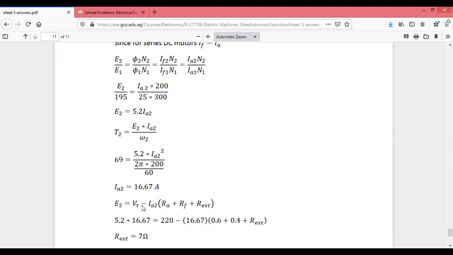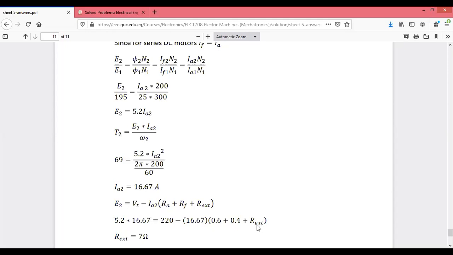How? Because the back EMF will be equal to V2 minus IA2 times RA plus RF. They have given one extra resistance here, so we are supposed to take that resistance also. So when you solve, we have the value for E2 in the form of IA2. IA2's value is known. When you put the IA2 value here, you will get the value for E2. So that value will be 5.2 into the IA2 value, 16.67. So you can write 5.2 into 16.67 equal to these values.